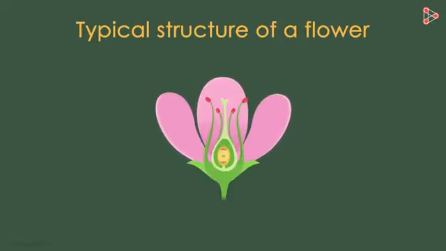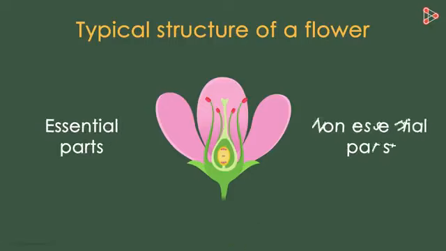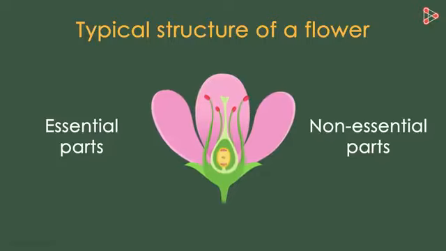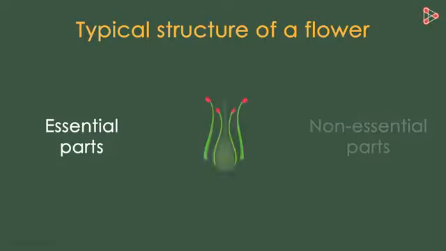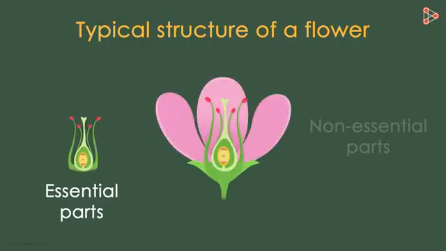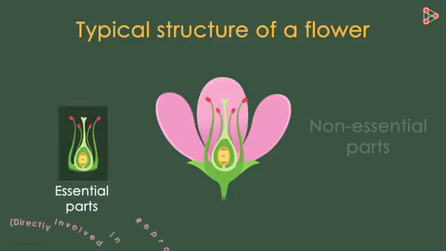A flower has mainly two components. Now, what do we mean by this? Every flower is mainly composed of two parts. They are the essential and the non-essential parts. Do we know what these are? The parts of a flower such as the stamen and the pistil, which are the reproductive parts, are the essential parts. Their function says it all. These are essential because they are directly involved in the process of reproduction.